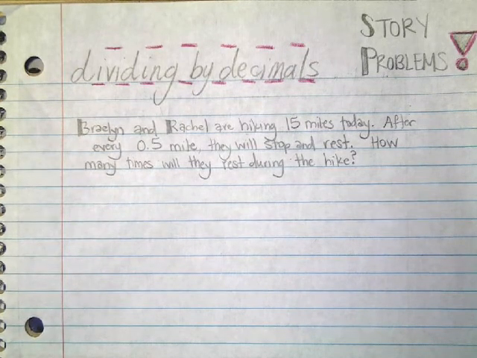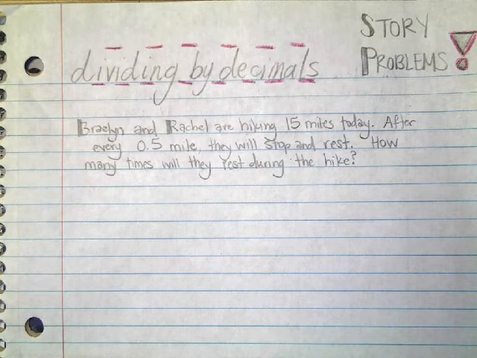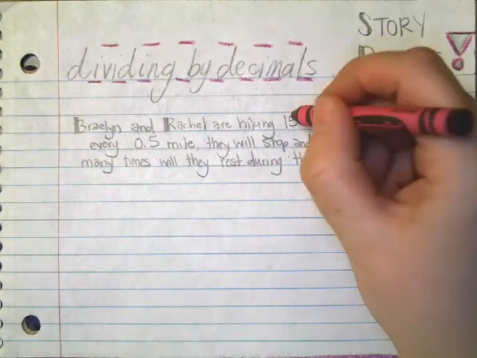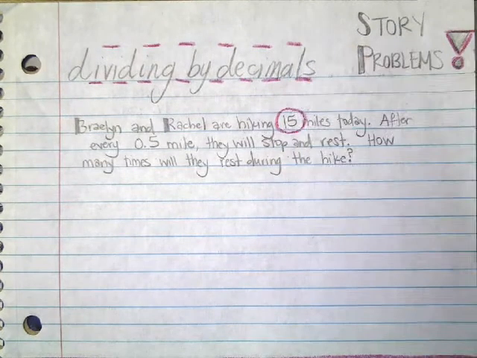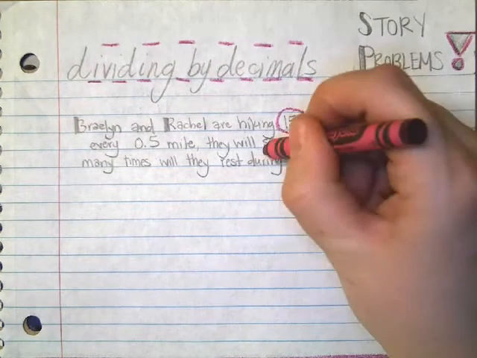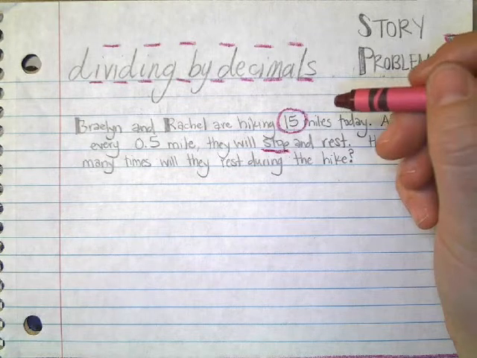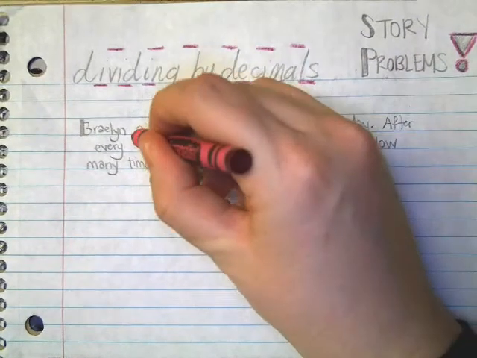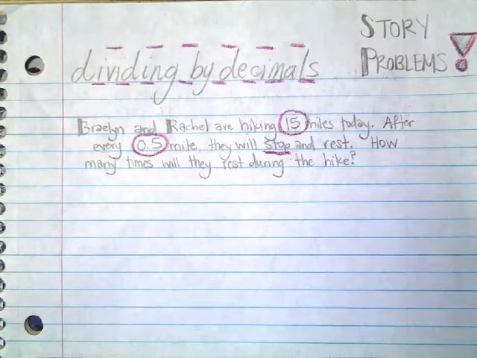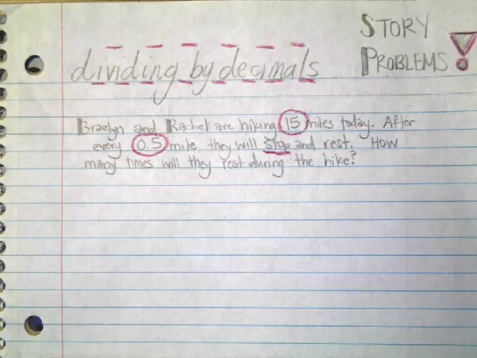All right, so in this story problem, we have two people, Braylon and Rachel. They're hiking 15 miles today. After every 0.5 mile or half mile, they will stop and rest. How many times will they rest during the hike? So we have two bits of information. We have their total, they're going 15 miles, and they're going to stop and rest. The stop and rest means division, and they're going to do that every 0.5 miles. So we're going to take their total divided by the distance that they stop.